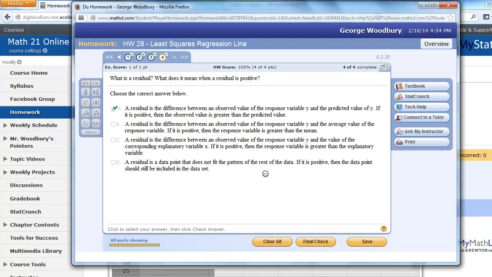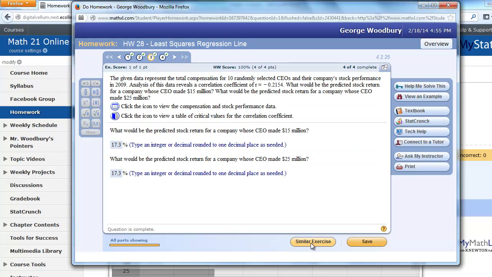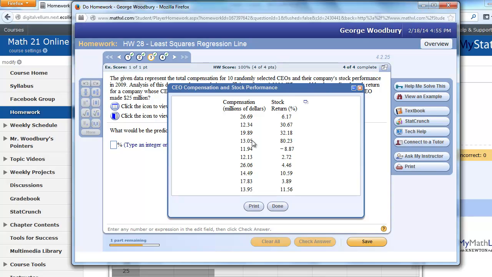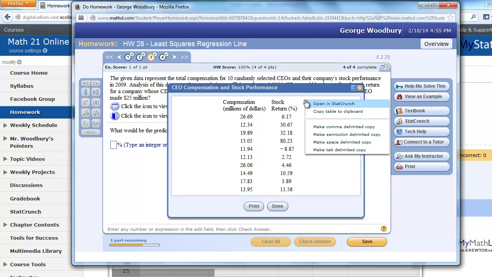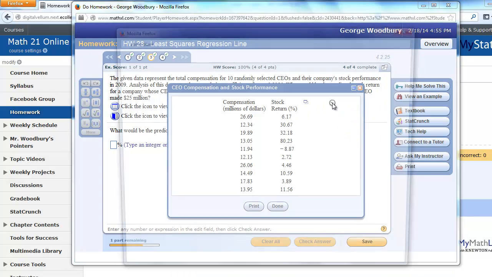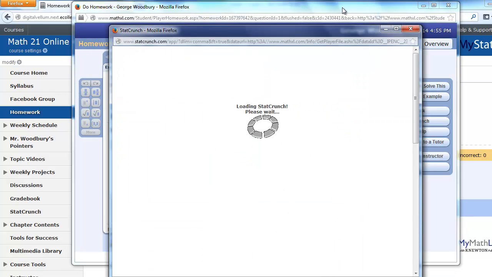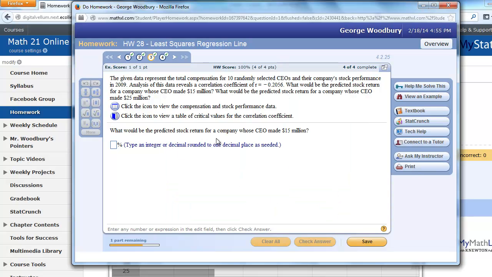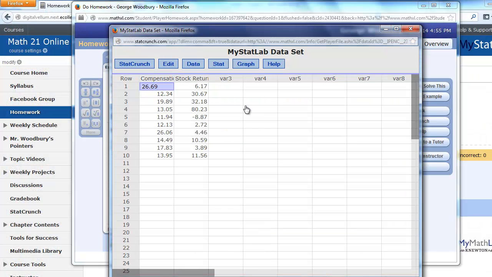Okay. I'm going to finish off by going back to problem 3, and I'm going to click on similar exercise because I do want to show you how it should have been done. We click on the table, click on the rectangles, and open in StatCrunch. While that's opening, I want to find the predicted value for a company who made 15 million. And there's two ways to do this.